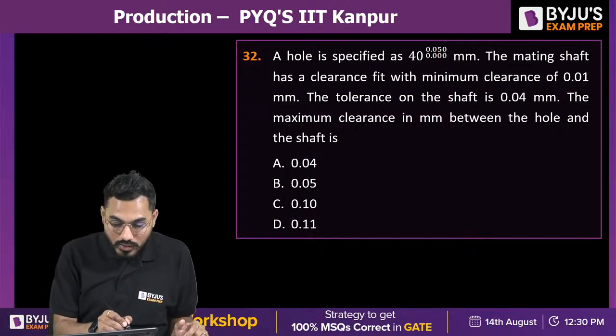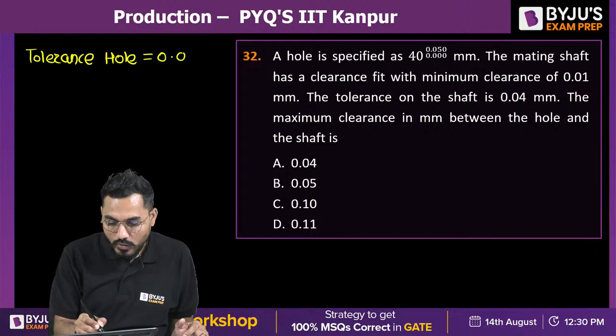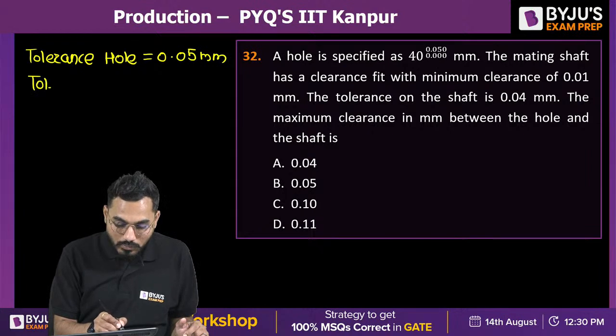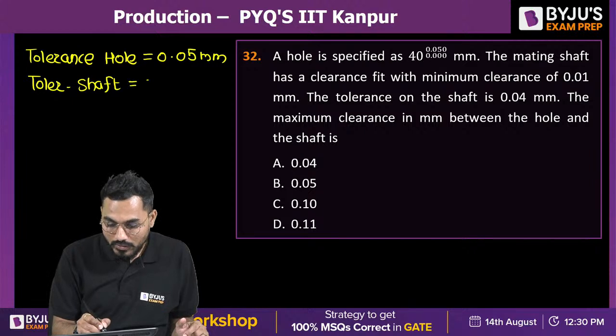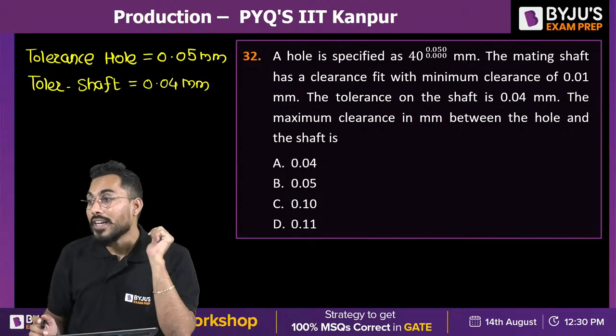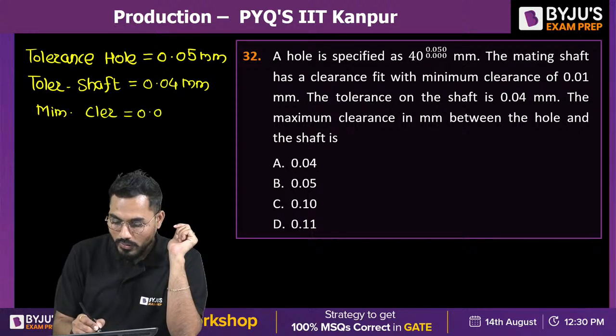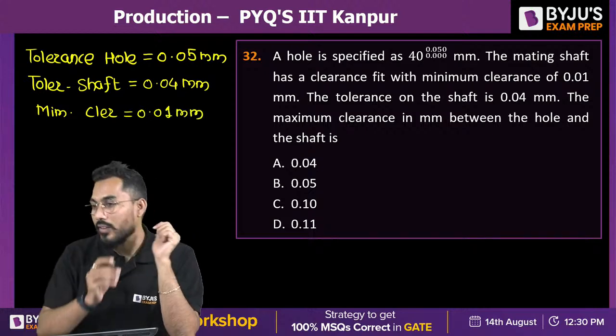So can I say that the tolerance of the hole is exactly equal to 0.05 millimeter? Is it true? Yes. The tolerance on the shaft, what is it? Sir, it is given: tolerance on the shaft is 0.04 millimeter. Right, fine. And the minimum clearance value is given. So minimum clearance is exactly equal to 0.01 millimeter.